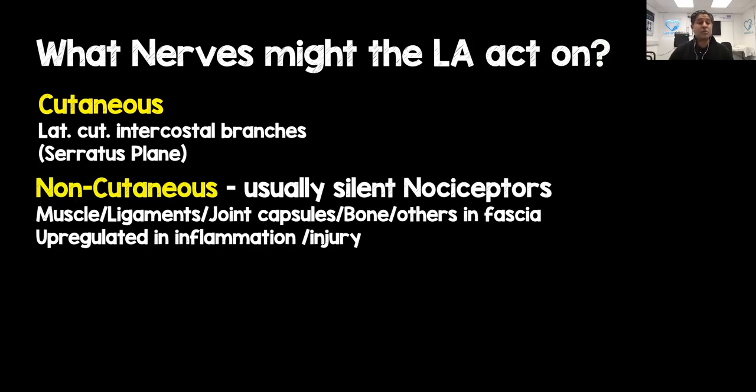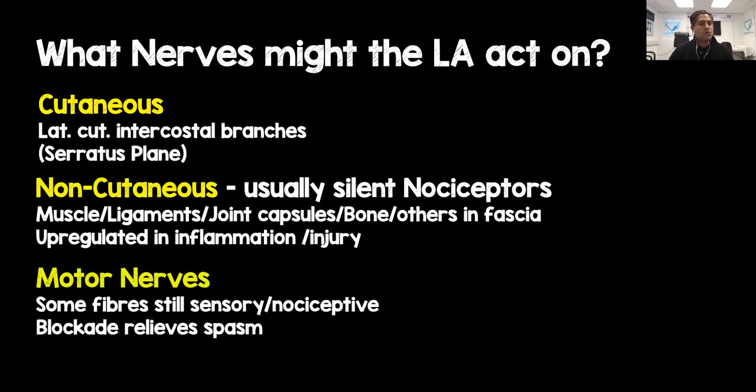There are also nerves that lie within the fascia. These are non-cutaneous nerves, and the fascia itself may be a trigger or a cause of pain. So if you inject local anaesthetic directly into the fascia, it seems to make sense that it may numb those nerves. There are also motor nerves.